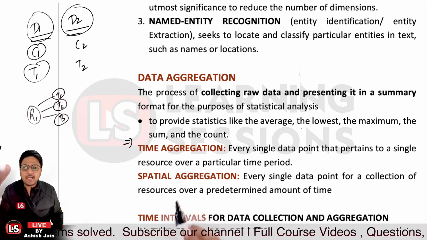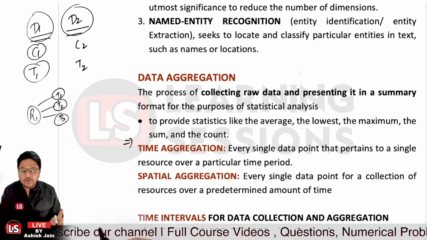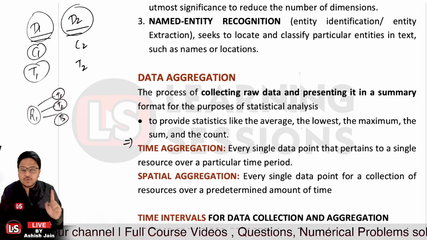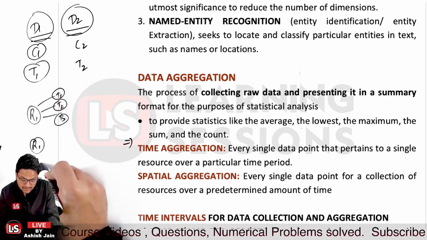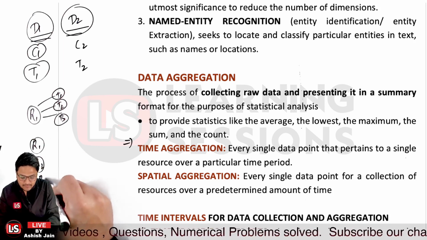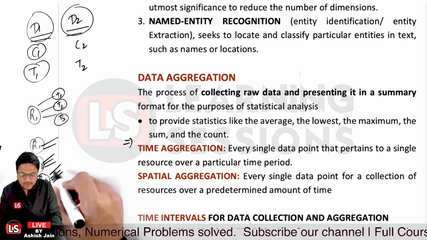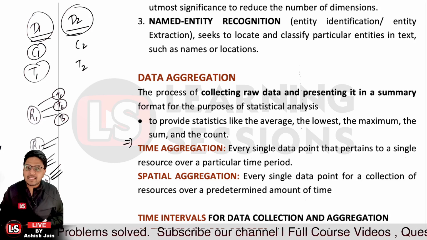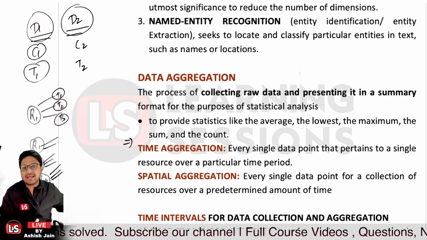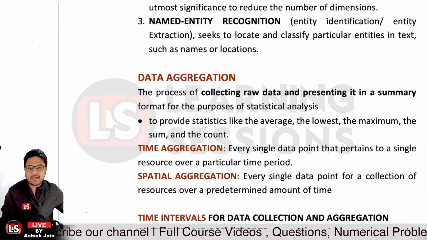The other type is spatial aggregation. In spatial aggregation, you are looking for a single data point for a collection of resources. You are not getting the data from a single resource, but from different resources pertaining to different time frames, and you are aggregating the data from those different resources for those different time frames. That is spatial aggregation. So these are the two different types related to data aggregation.